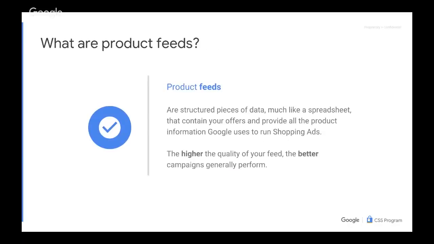Now, simply speaking, product feeds are structured pieces of data that contain your offers and provide all the product information Google uses to run shopping ads. In other words, your feed is what makes shopping ads work and helps decide how well they work. The higher the quality of your feed, the better campaigns generally perform.